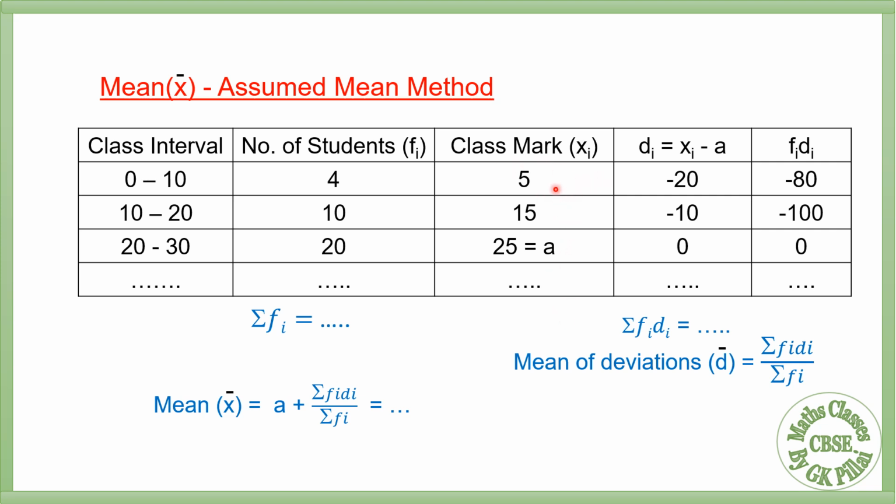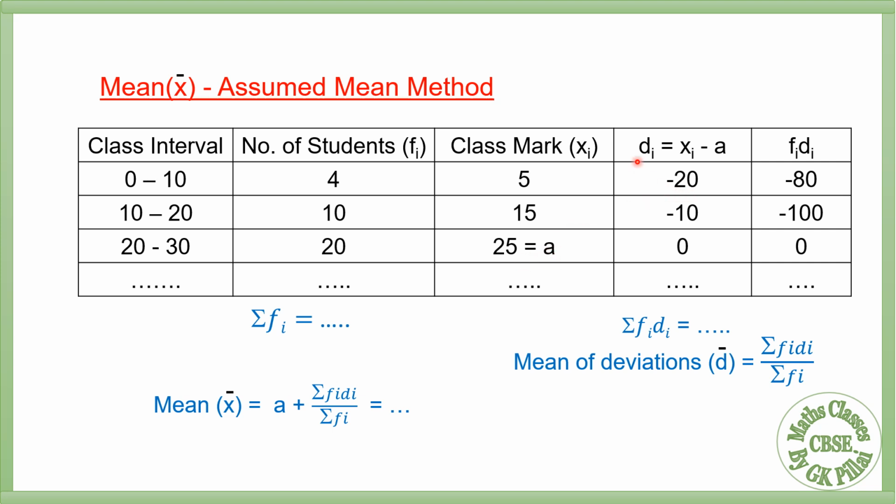Now you have to mark one figure as A, assumed mean equal to A. How will you find it? Suppose there are 5 values. Now the third one you can mark as A. If there are 6 values, then the third or fourth value you can mark as A.